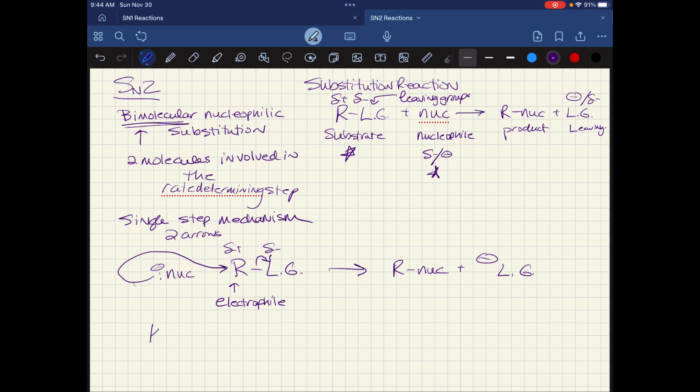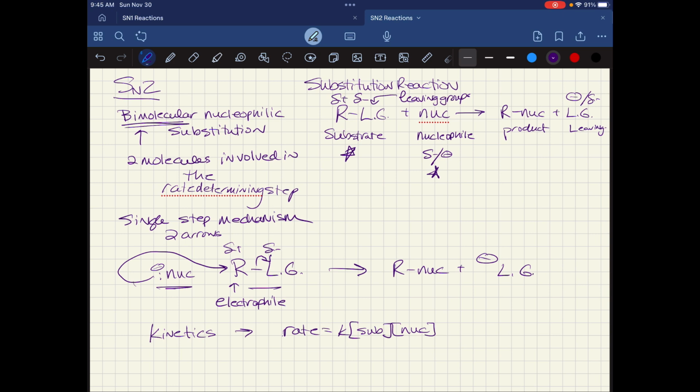And looking at the kinetics for this, since this is the only step and it involves both the nucleophile and the substrate, the rate law will be k times substrate concentration times nucleophile concentration. So that means for this reaction, doubling the nucleophile concentration would double the rate. Doubling the substrate concentration would double the rate. Halving the nucleophile concentration would halve the rate.